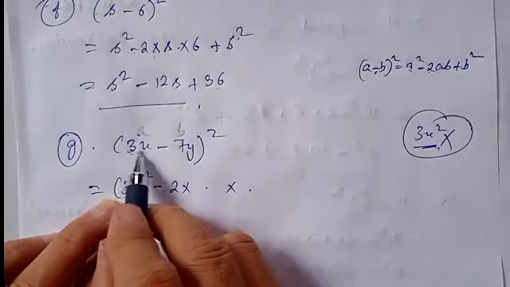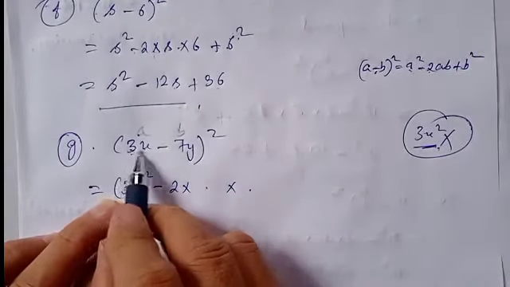Here 4x the whole square means 4 square, x also square. So 4 square is 4 into 4, 16. What about x? X square means x into x, so x into x is x square. Minus 3y the whole square, so 3 also square, y also square. What is 3 square? 3 into 3, 9. What about y square? Y square is y into y. Then first we have 16x square, second 9y square. These are not like terms, so we cannot subtract 16 and 9. So this will be the answer: 16x square minus 9y square. These are unlike terms, we cannot solve further.